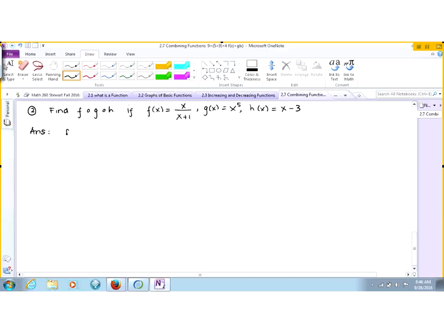This is not hard also. So f circle g circle h of x, how do I write it as a nested function? f of g of h of x. Oh gosh, yes. Okay, good. Then what is this? So this is f of g, and then what is h of x? x minus 3. Okay.